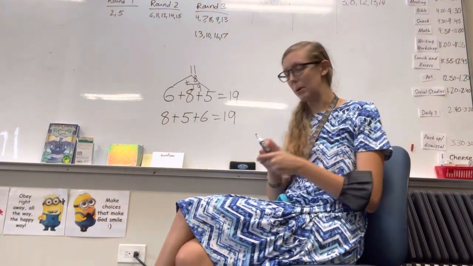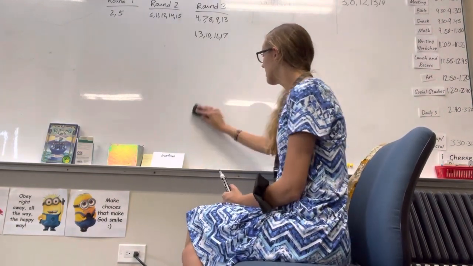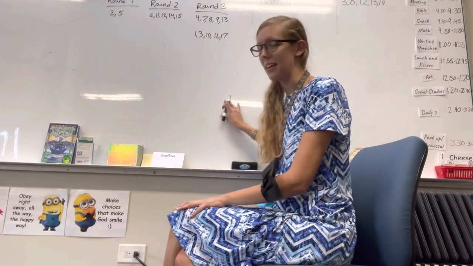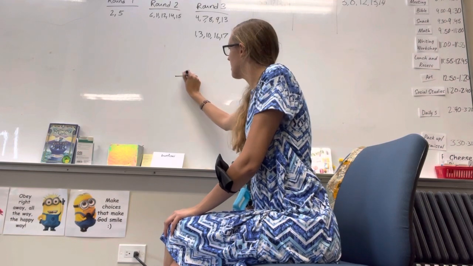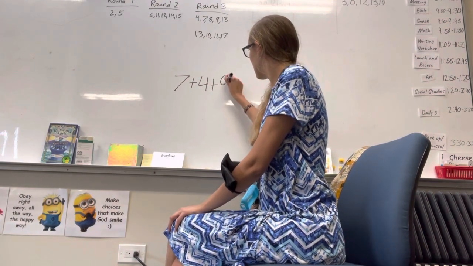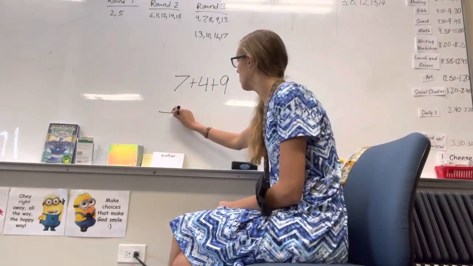Now on your paper, here's what you're going to need to do. It's going to give you some numbers that are horizontal, sideways, like this. Let me show you what it's going to be. Let's say we have 7 plus 4 plus 9. It's going to give you some numbers like that, and then it's going to give you some blanks.